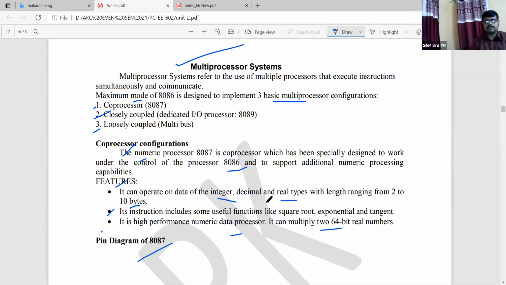We have just started with the first one, that is called the core processor, and the name of the core processor is 8087. Point number 2 is the closely coupled, the dedicated IO processor, that is the 8089, and the last one is the loosely coupled, that is the multi-bus. So three different configurations we are performing in the 8086 maximum mode of operation.